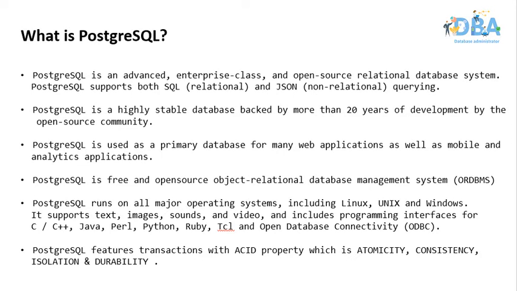PostgreSQL is a highly stable database backed by more than 20 years of development by the open source community, and it is used as a primary database for many web applications as well as mobile and analytics applications. PostgreSQL is a free and open source object relational database management system, that is ORDBMS. It runs on all the major operating systems, including Linux, Unix and Windows.